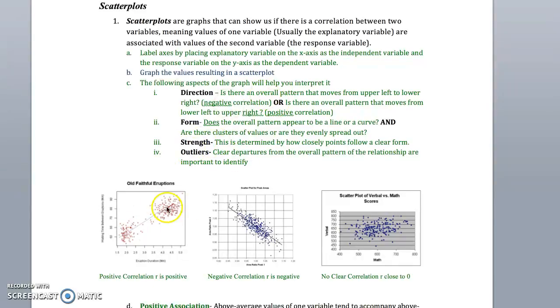Strength, that's what we said, how closely they follow the pattern of a line. So if these were all on one straight line, it would be as strong as possible. So values on a line, in this case, if it was on this line, it'd be a value of R of 1. In this case, it'd be a value R of negative 1.